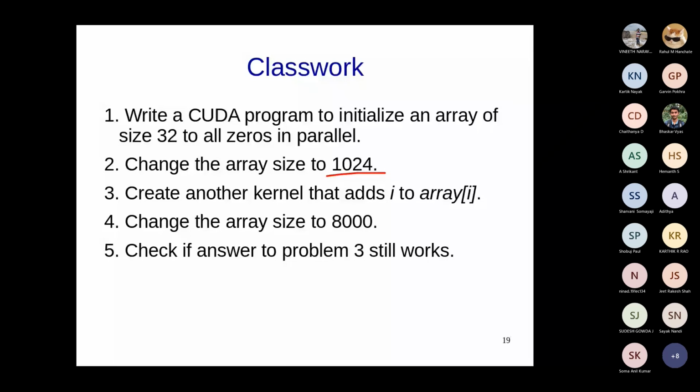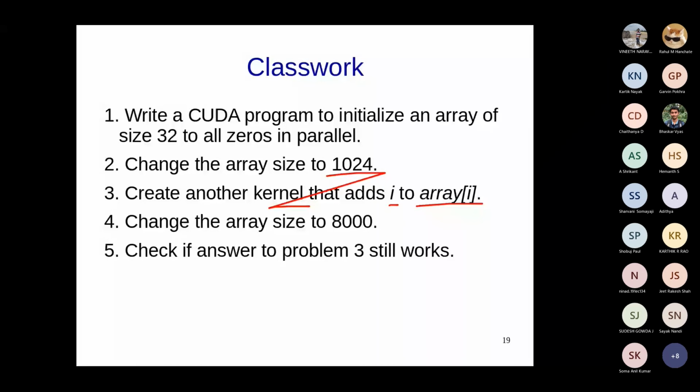Now what I do is create another kernel that is going to add I to ARR of I. Which means that whatever were the zero values, those are going to get modified to I. What is that I? Well, you can say that threadIdx.x is the I value. So that I can do as another kernel, right? So that can be your practice, which you can do maybe later.